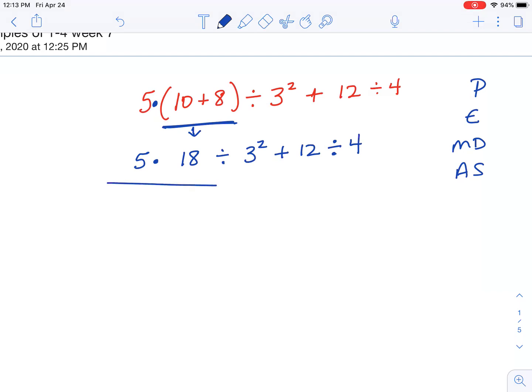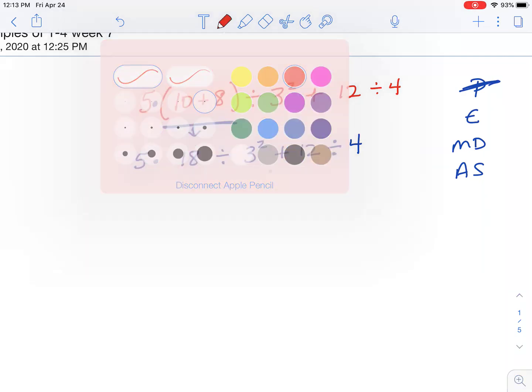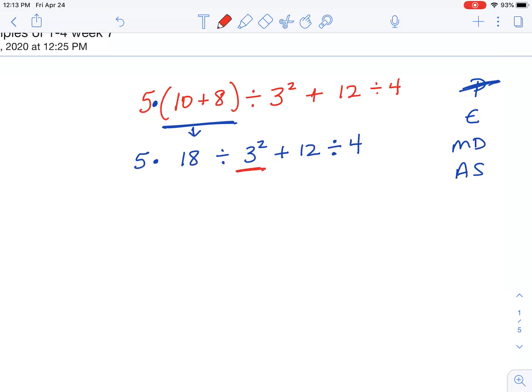And now I'm going to look at this problem. And I'm going to ask myself, do I have any more parentheses? No, we do not. So we're done with parentheses. Do we have any exponents? Yes, we do. We have one right here. So again, what's not underlined, I'm going to bring down. And what is underlined, I'm going to bring down the answer. 3 squared, guys, remember, means 3 times 3. So 3 times 3, I'm going to bring down that answer 9. Then add 12 divided by 4.